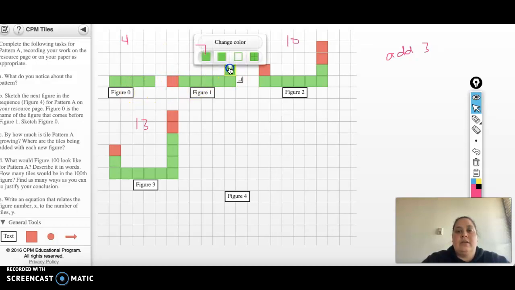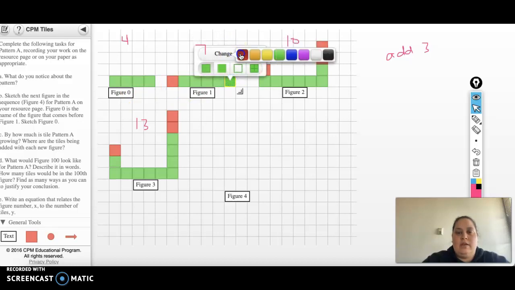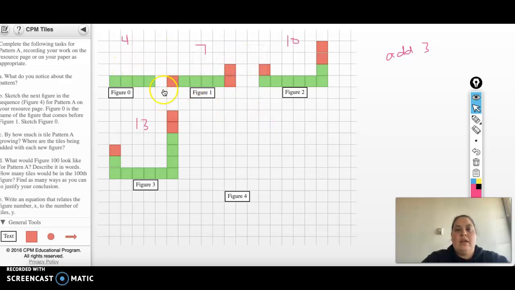And then this one is going to be one that they add. And this one's going to be one that they add. So notice we can see what's getting added every time. We start off with just 4. And then they add 1 on this side and 2 on this side. And then we start off with 7. And they add 1 on this side and 2 on this side.